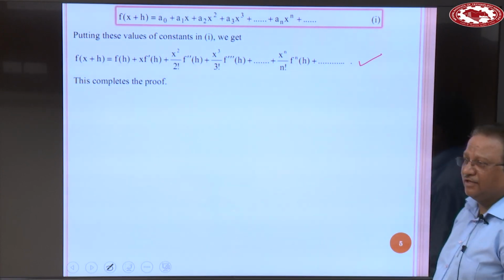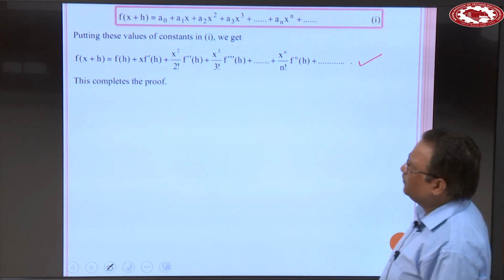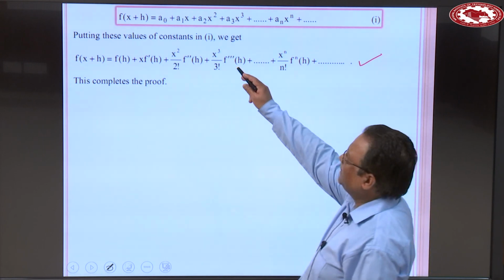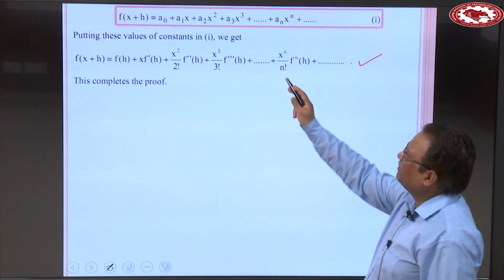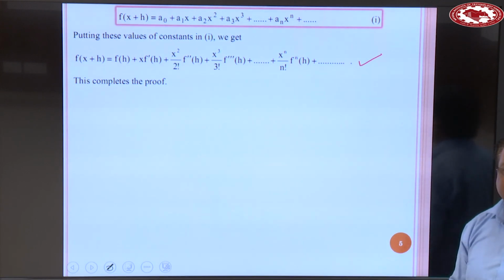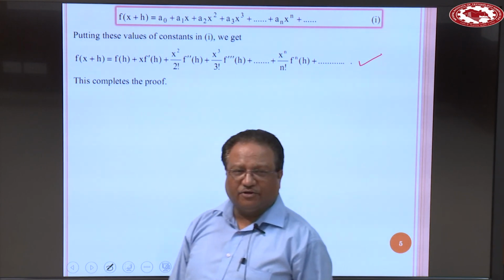f x plus h is equal to f h plus x f dash h plus x square over 2 factorial f double dash h plus x cube over 3 factorial f triple dash h plus and so on, plus x n over n factorial f n h plus and so on. This completes the proof. So these are very important theorems.